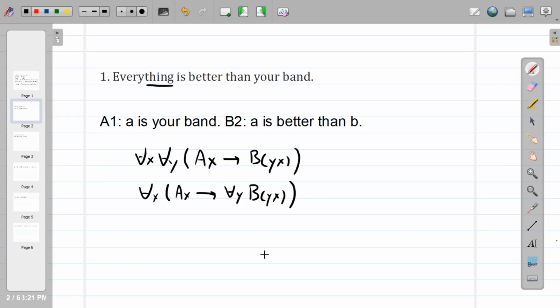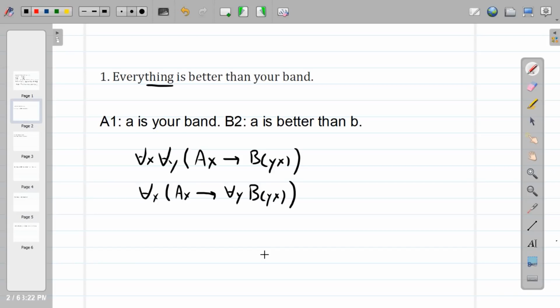I think there are two symbolization questions where something like this shows up, where I use the term thing. And you might be like, oh no, there's no predicate for thing. Just symbolize it like this. Just say for all x. Or for all y in this case. Okay? So now you know, logically speaking, how to formalize trashing your friend's band.